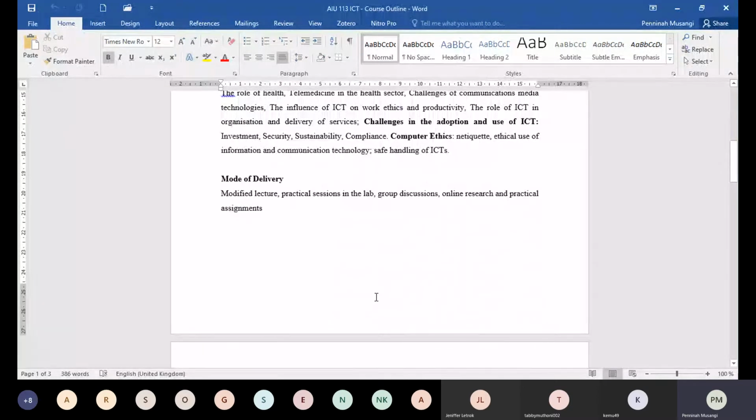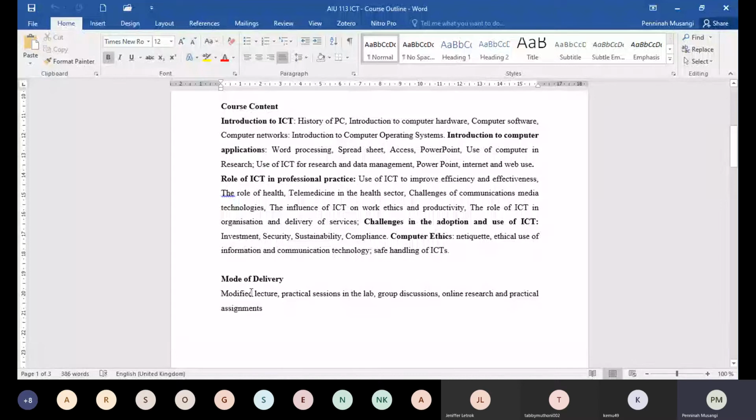In terms of the mode of delivery, I don't want to discuss this because this course outline is a general one. It was made when we were doing face-to-face. However, due to what is prevailing now, we are going to have online lectures, online group discussions, online research, and online practical assignments and online assignments, basically. So that is how I'm going to deliver this course.